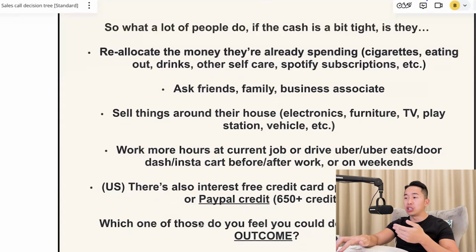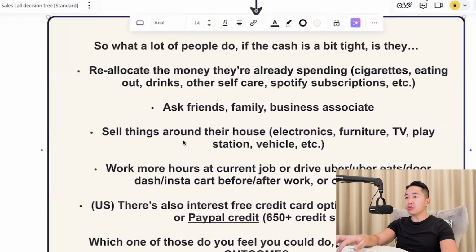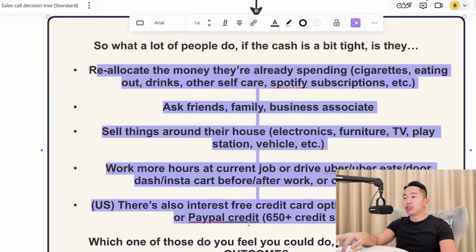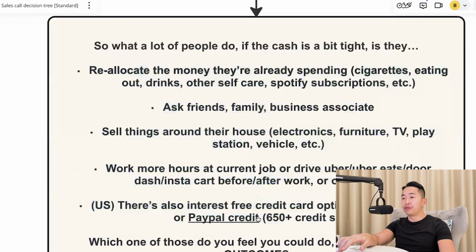So which one of those things do you feel like you could do so that you can actually retire your parents? Let's break down what we did. So these are just common ones. Depending on the offer that you're selling, there are other things you may have at your disposal as well. Okay. But we list different things.